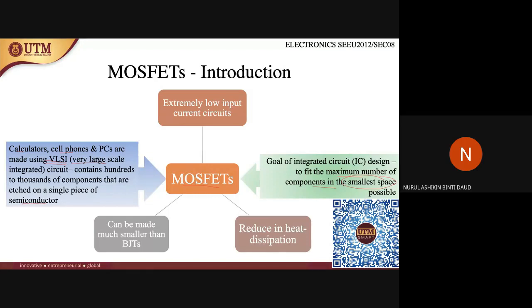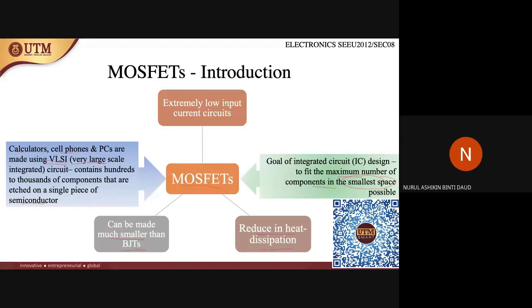MOSFET is okay with any temperature changes, and it has extremely low input current. So with a small amount of current you can run a MOSFET. It requires a low input current. So these are the advantages of MOSFETs.